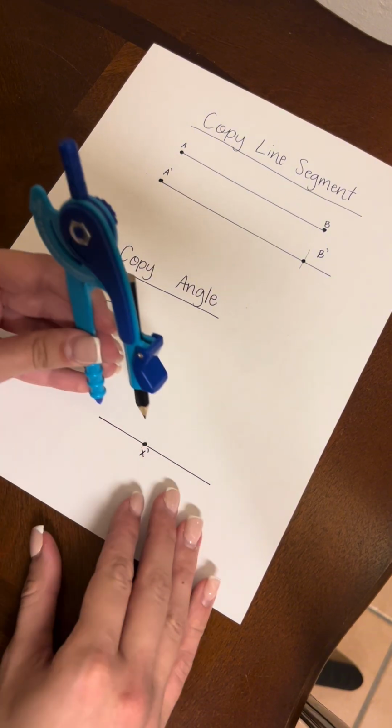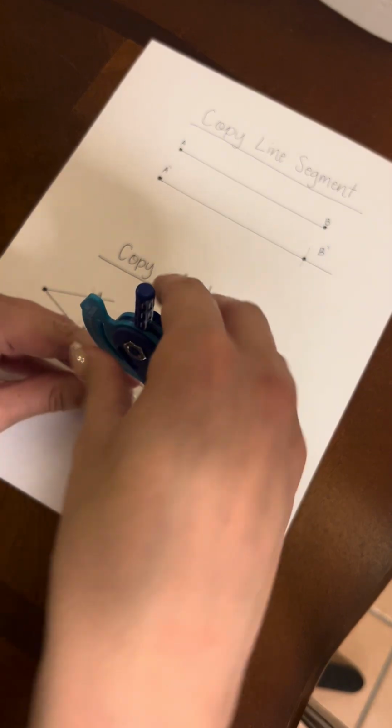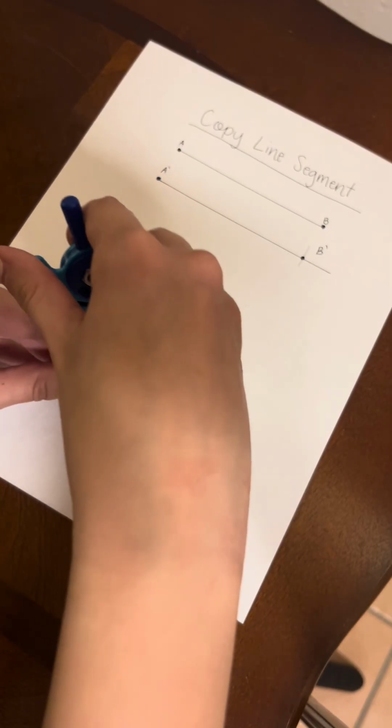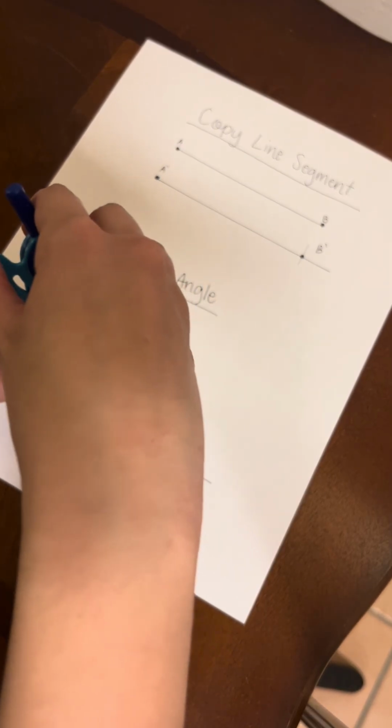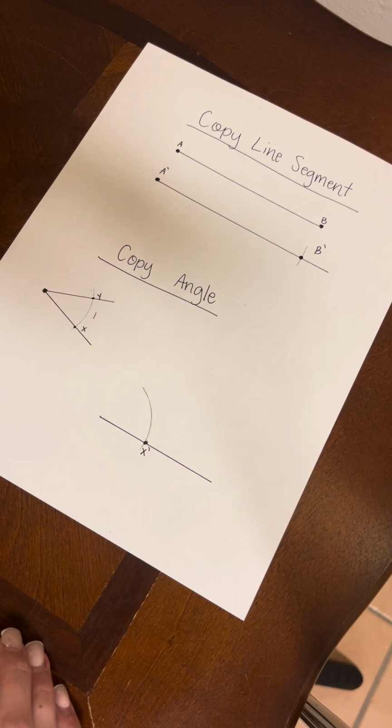Using the same distance that we just measured, place your silver point on the beginning of your line segment and create an arc larger than the angle you are trying to replicate. Good job, and we're so close to being done.